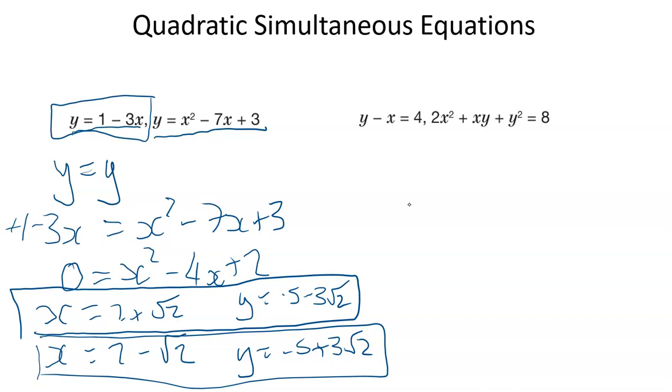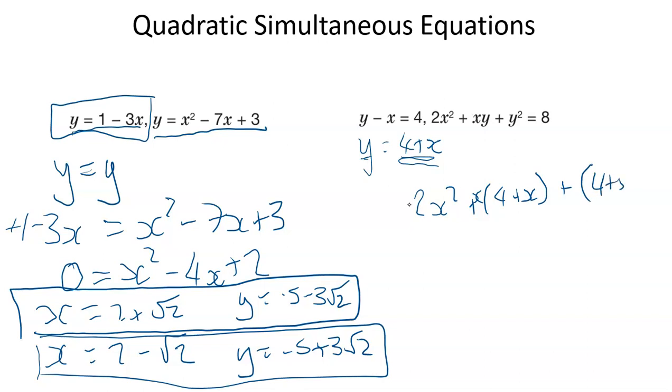On the other side of the screen, we've got another question, and this time we haven't got any y equals. So the way to do it this time is to rearrange this into either y equals, or you could do x equals, but I'm going to do y equals. Y equals 4 plus x, just adding the x over, and then we're going to substitute, instead of y, we're going to put 4 plus x instead of the y's in here. So we've got 2x squared plus x times, what is y? Well, it's 4 plus x, plus y squared, which is 4 plus x squared, and that equals 8.